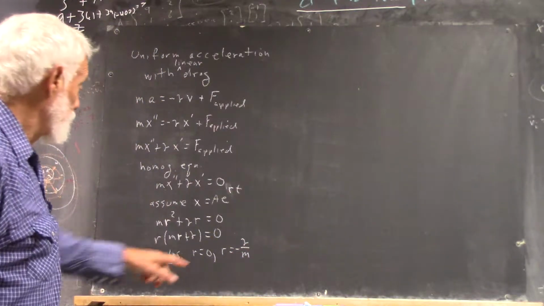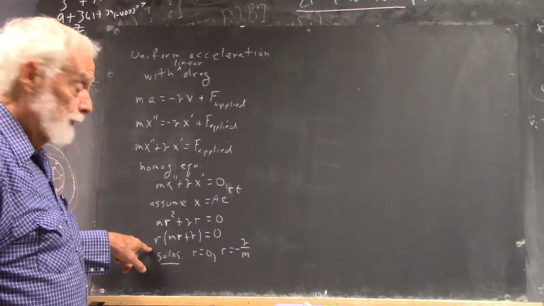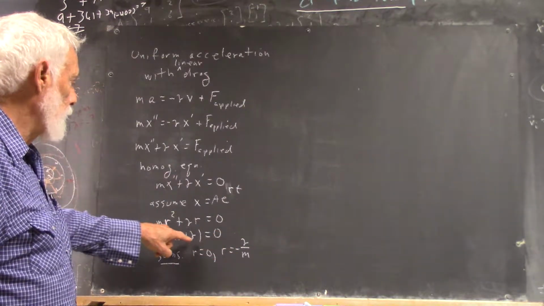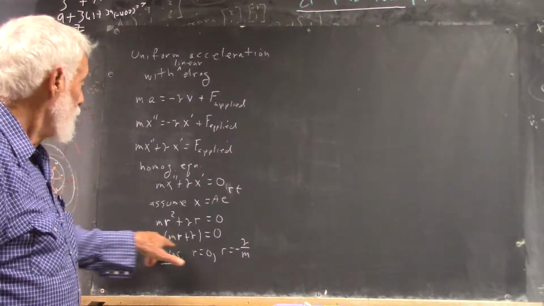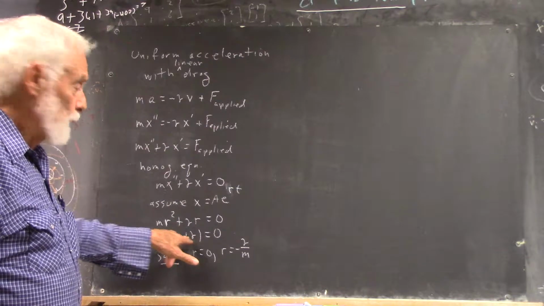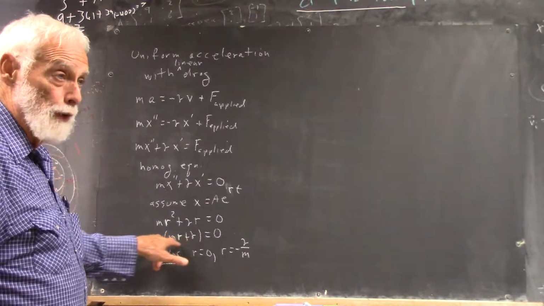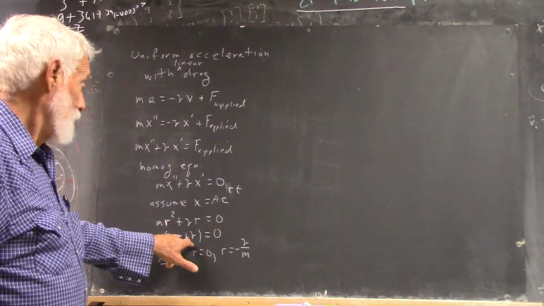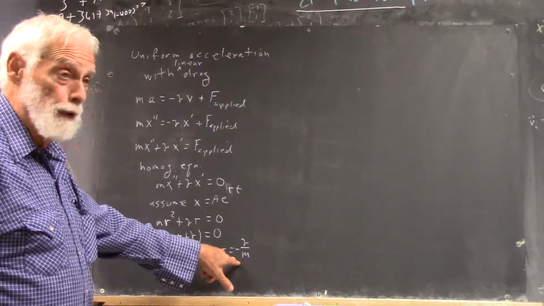Okay? Because if r is 0, well, that makes the whole thing 0. And if you've got negative gamma over m, well, you could write out the equation mr plus gamma equals 0 because of the zero property of multiplication. The only way the product can be 0 is if one of the factors is 0. And you set that equal to 0 and solve it, you're going to get this.